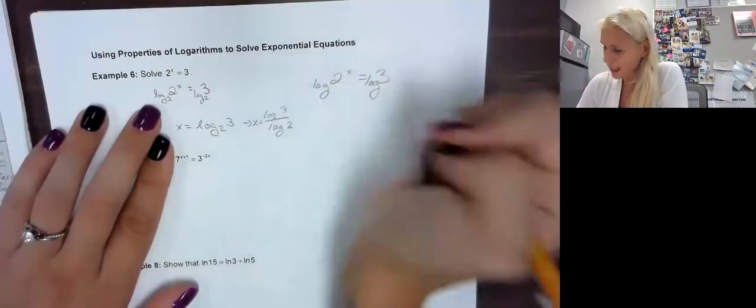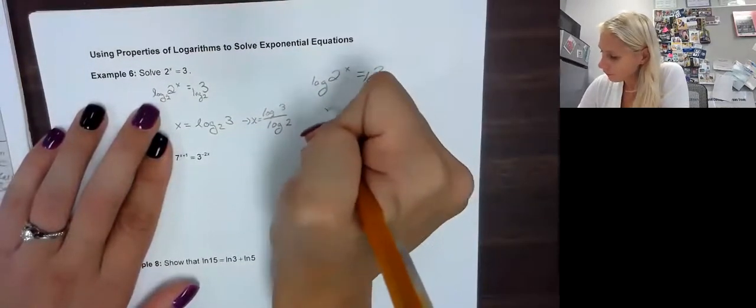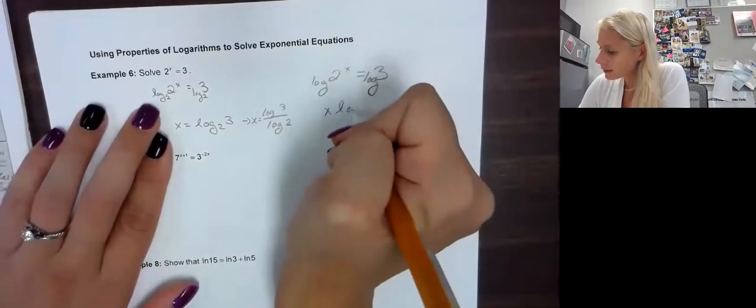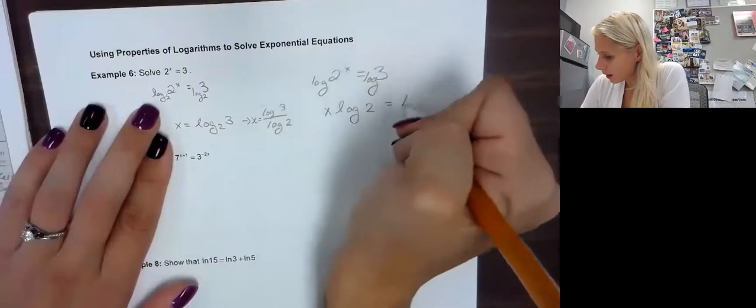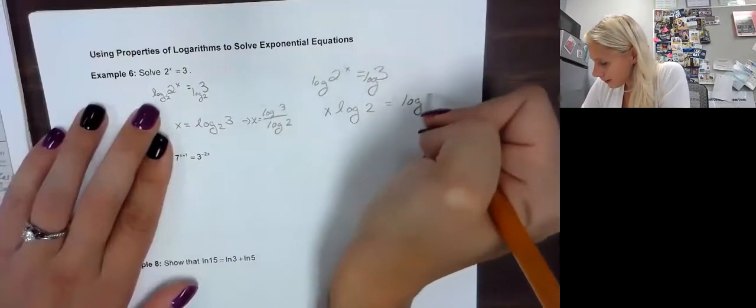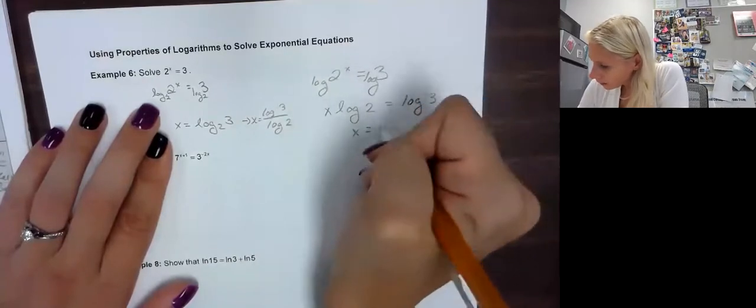So log both sides, okay? If you look, we have an exponent here, so I'm going to move that in front. So we have x log 2 equals log 3. Now, how do you get x by itself? We divide by log 2.